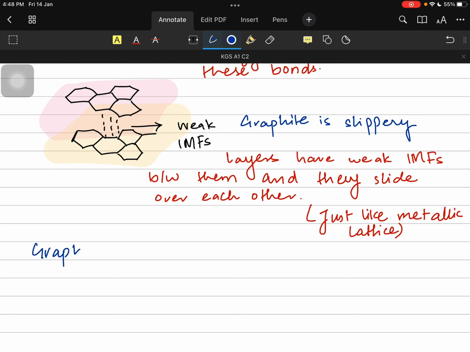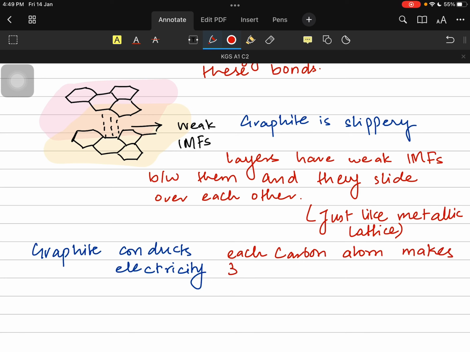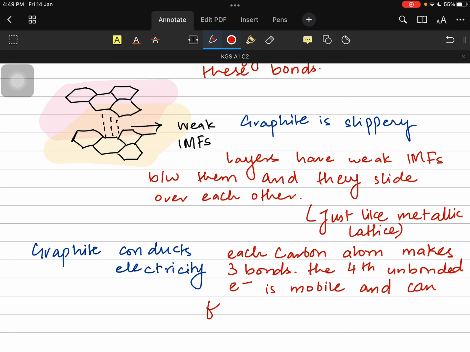Graphite conducts electricity, unlike diamond and silica, because they both did not conduct electricity, but graphite does. So the reason is each carbon atom makes 3 bonds. The 4th unbonded electron is mobile and can flow. The electron is going to flow to conduct electricity.